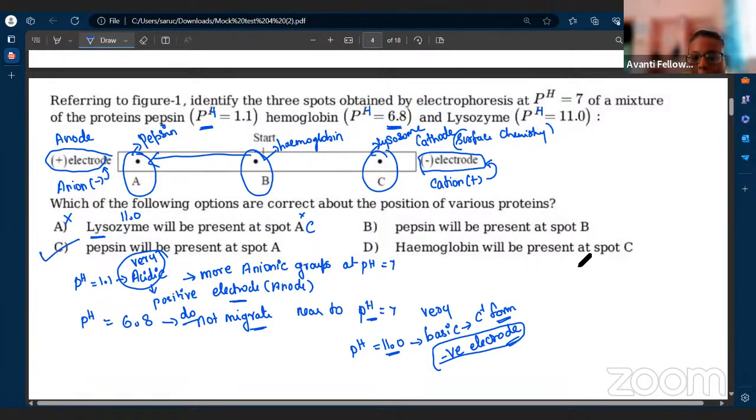Hemoglobin is said to be at spot C. Since its pH is 6.8, it will not migrate to the negative electrode, so that option is also wrong. So option C is going to be the right answer.